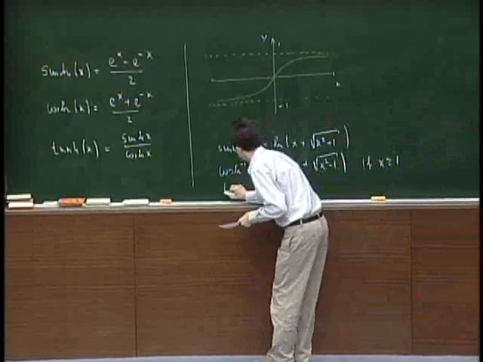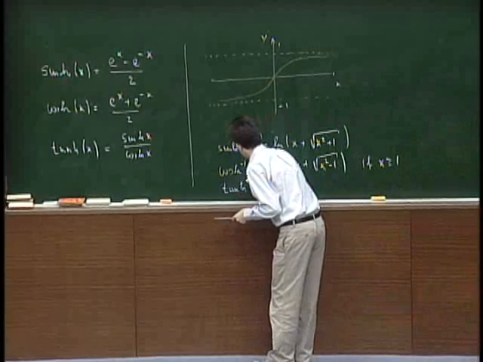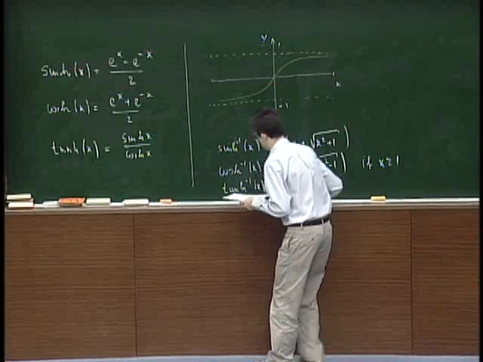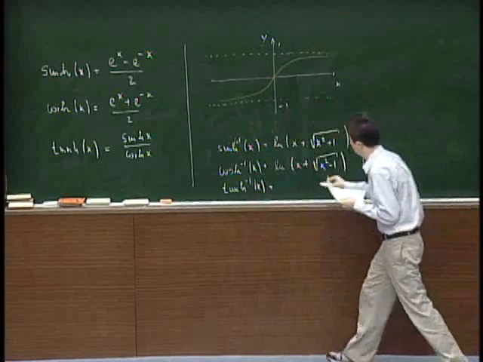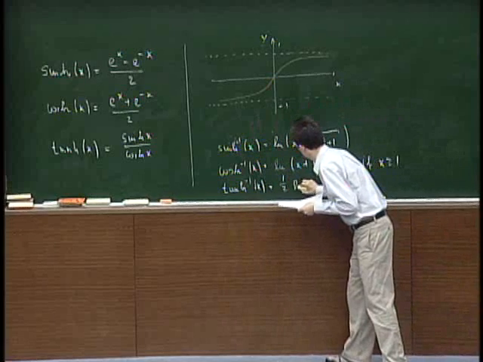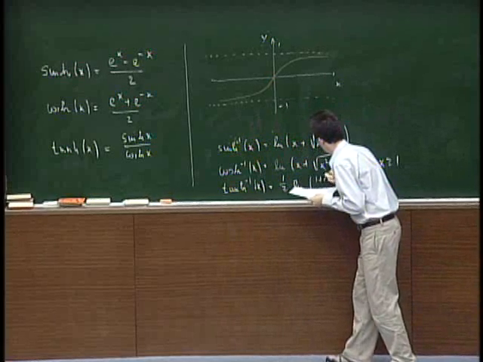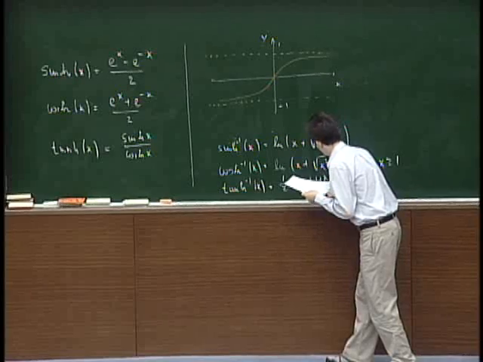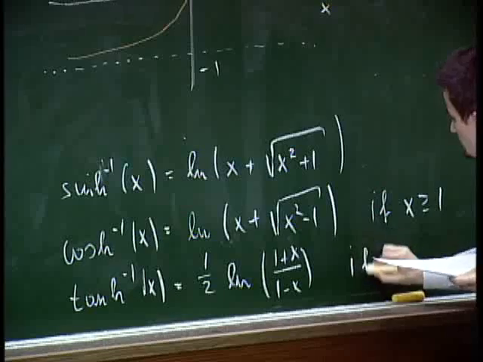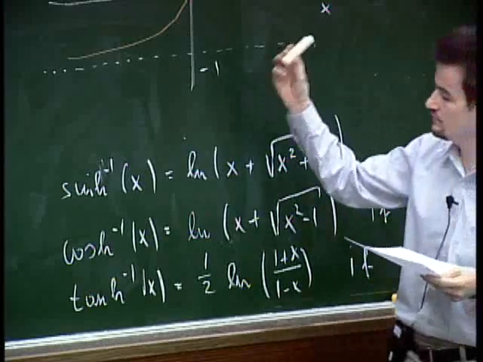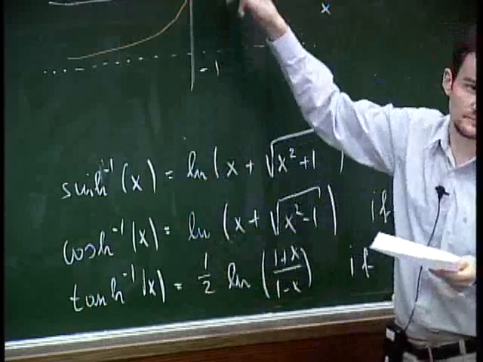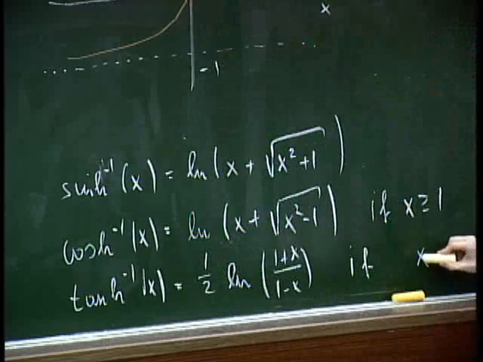And for the hyperbolic tangent, you can do something similar. Then you get an expression which is 1/2 ln of 1 plus x over 1 minus x. And you see that the domain of the inverse function of the hyperbolic tangent is minus 1 to 1.